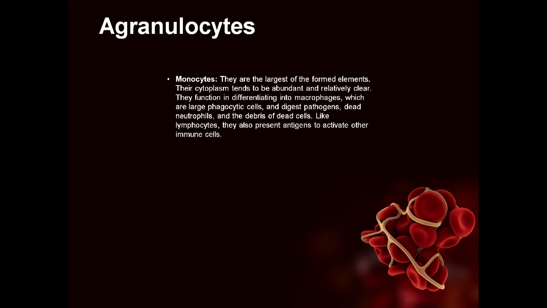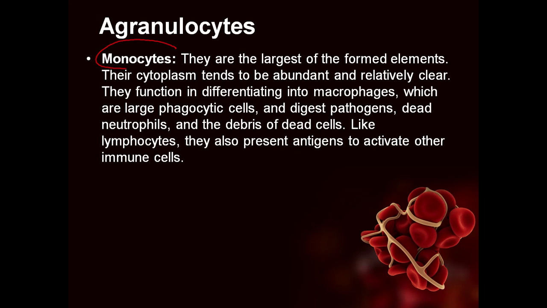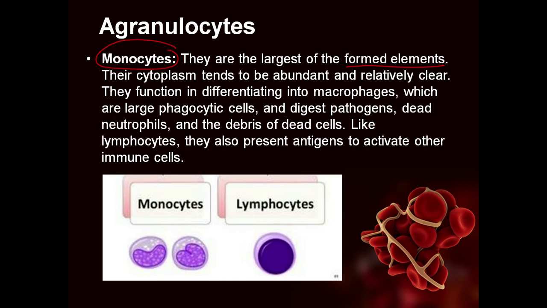Now come to the monocytes. Monocytes are another type of the agranulocytes. They are the largest of the formed elements. Their cytoplasm tends to be abundant and relatively clear. They function in differentiating into macrophages, which are large phagocytic cells, and digest pathogens, dead neutrophils, and the debris of dead cells. Like lymphocytes, they also present antigens to activate other immune cells.